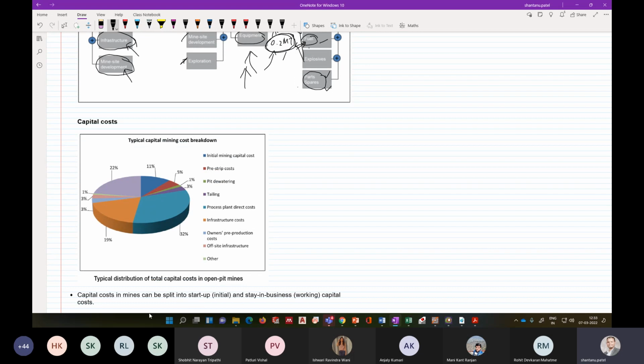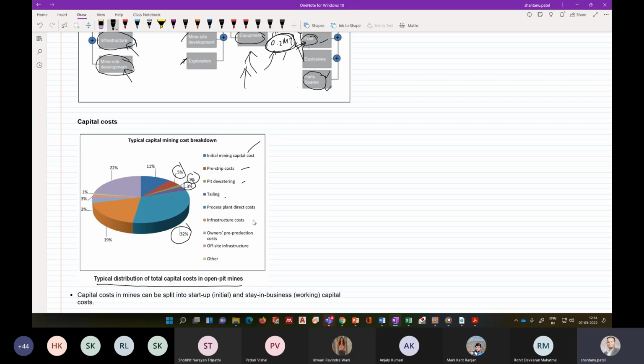So in capital cost, the typical distribution of total capital cost in open pit mines. So in open pit mines, how does this capital cost vary? You can see initial mining capital cost, which is the maximum, 32%. Okay, pre-strip cost, right? This is 5%. Pit dewatering cost, I don't know, this is 1%, let's say. And tailing is 3%.